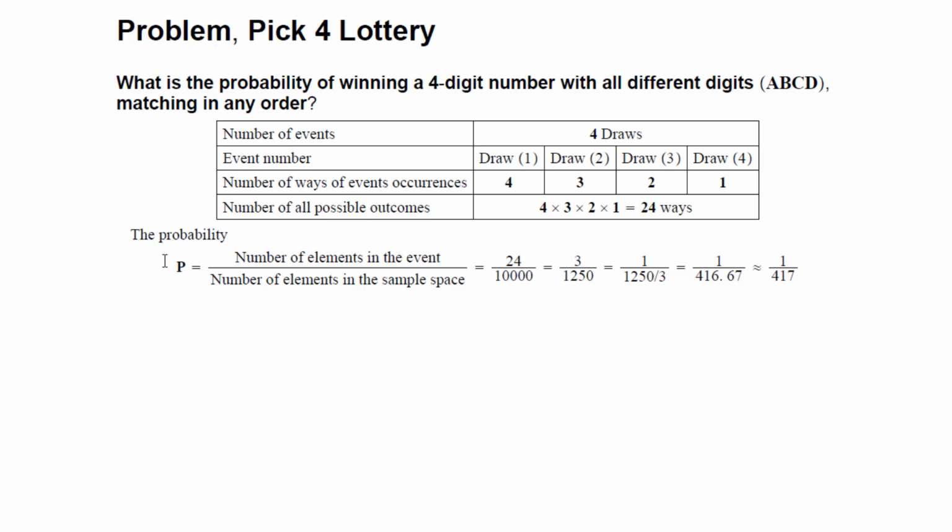Now, what is the probability of this 24 box play? So the possible outcome of the event is 24 possible outcomes divided by the number of elements in the sample space, which is 10,000, and we get around a chance in 417 trials.